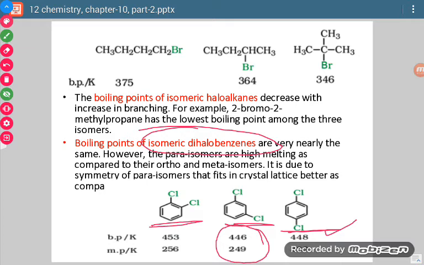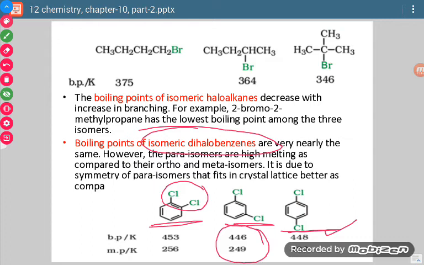Now see, in case of ortho product, there is one effect that is called ortho effect. Because of ortho effect, when they are nearby each other, means when the two groups attached are in ortho position in respect to each other, then they stabilize each other. Because of this stability, they are having higher values of boiling point.